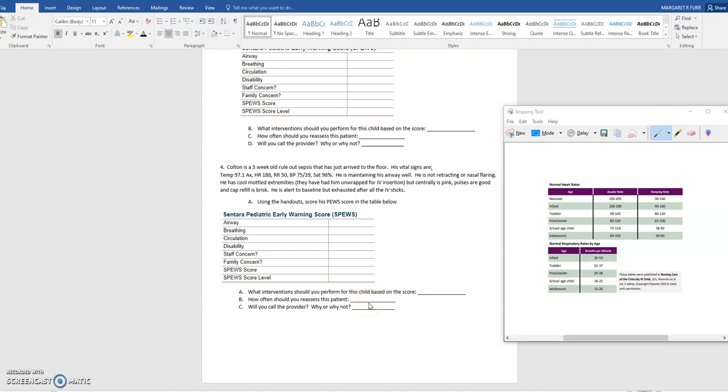He will be a Q4 reassessment, although I'm going to recheck that mottling within an hour or so. At this point, I'm not calling the provider. I'm not too surprised he's mottled after being unwrapped, and I'm not really surprised that he's exhausted after all those IV sticks. So I'm just going to keep an eye on him.